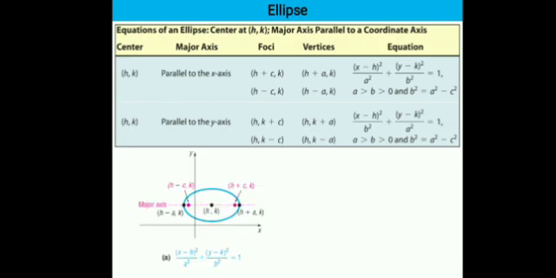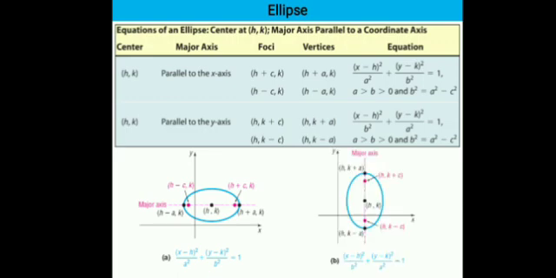So this is now the diagram for a major axis parallel to the x-axis. And the other one is a major axis that is parallel to the y-axis. So you can now see the difference. Let's have an example here so that you may understand better.